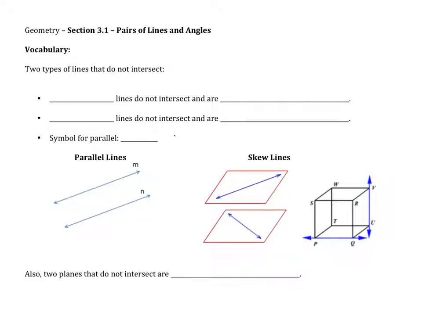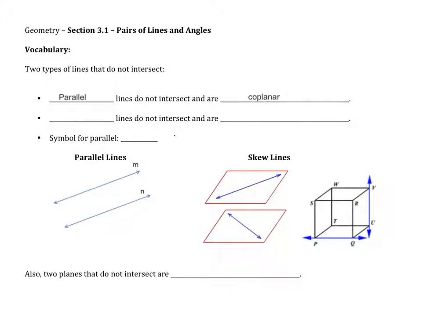Chapter 3 starts off with section 3.1 that talks about pairs of lines and angles. To start the section, we need to first address some vocabulary. There are two types of lines that do not intersect. The first type of lines that don't intersect are called parallel lines. Parallel lines are lines that do not intersect and are coplanar. Remember, coplanar means that they lie on the same plane.